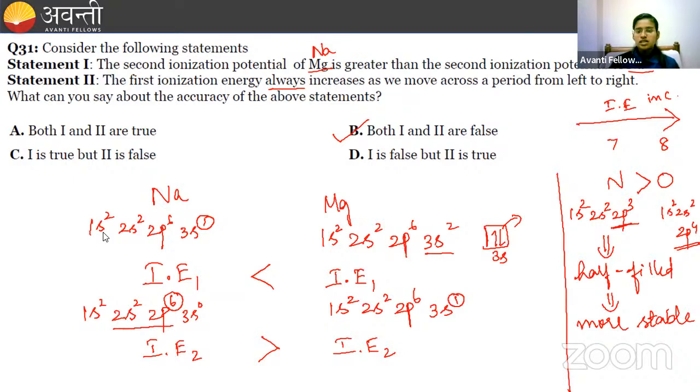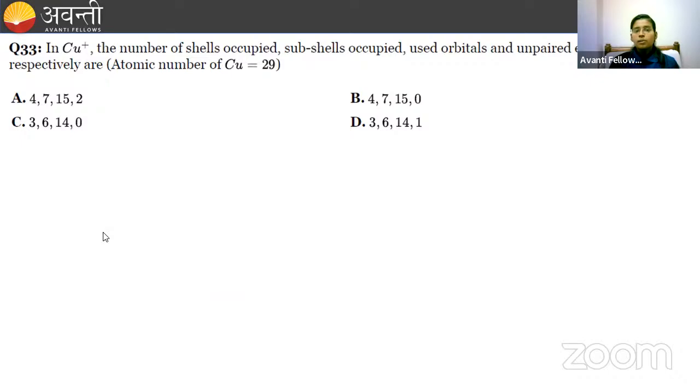Now moving on to the next question. In copper plus, the number of shells occupied, subshells occupied, used orbitals and unpaired electrons respectively are. So we are supposed to find out the 4 terms. First of all, let me go for the atomic number of copper. It is given in the question, it is 29. So copper plus means copper has lost 1 electron. So totally there should be only 28 electrons.